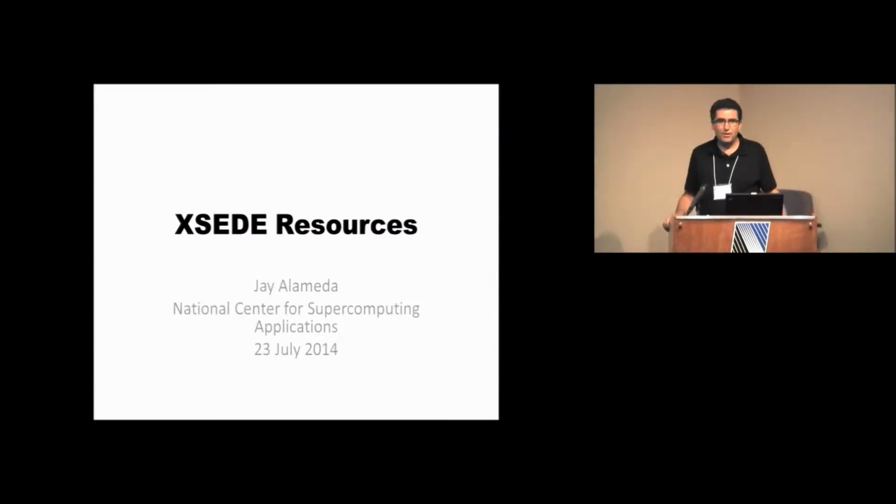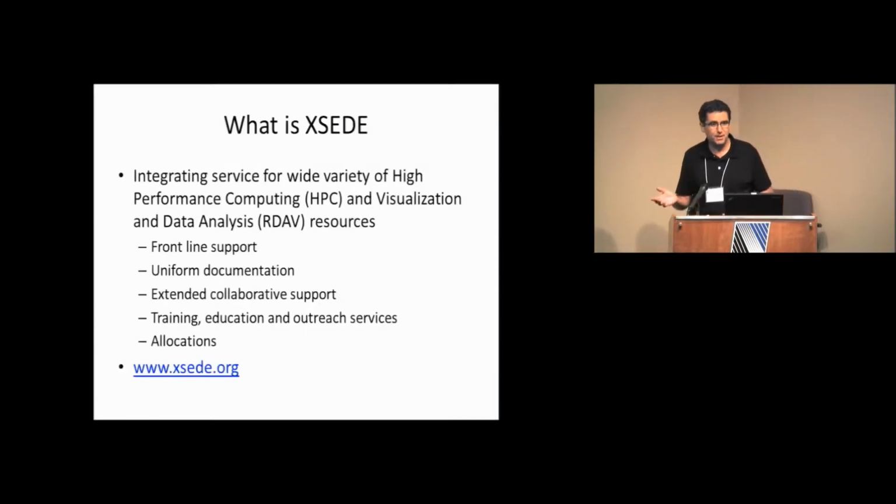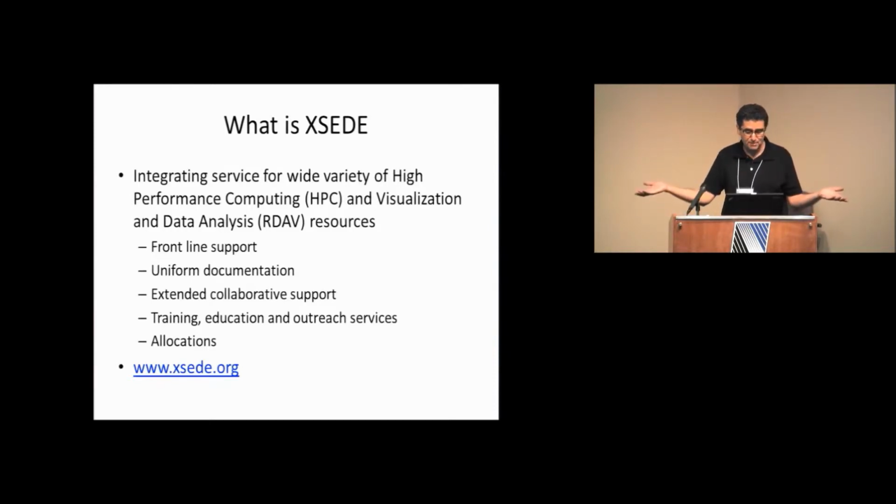All right, I'll go over a few things that are available from Exceed that might help meet the need for Brown Dog. First of all, we'll start off with what is Exceed, and I'll use a very simple description. It's a service, a project actually, that integrates high-performance computing resources and visualization and data analysis resources. Some of the services we provide are frontline support, uniform documentation amongst all these resources, extended collaborative support, which is the part of the organization I'm part of, training, education, and outreach services, and allocations and more.